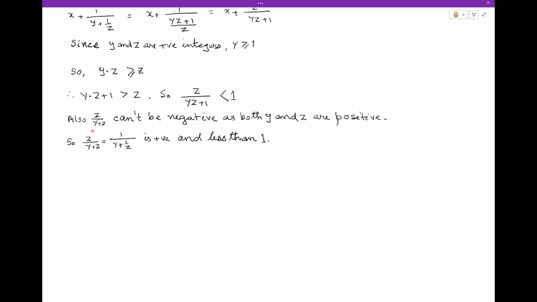Also, g divided by yg plus 1 can't be negative as both y and g are positive. Therefore, g divided by yg plus 1, which is the same as 1 divided by y plus 1 by g, is positive and less than 1.